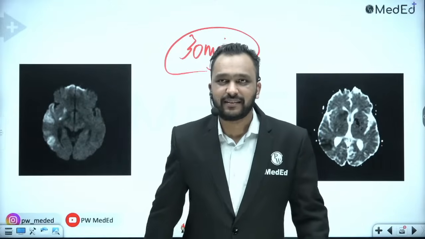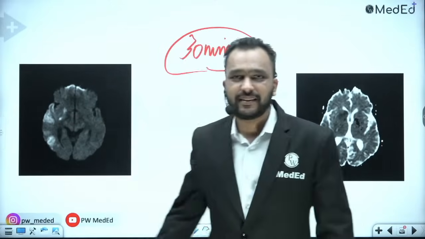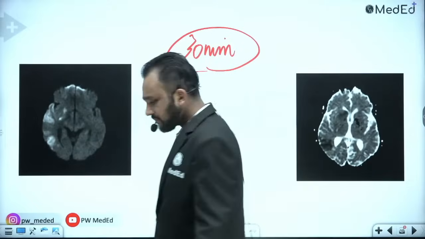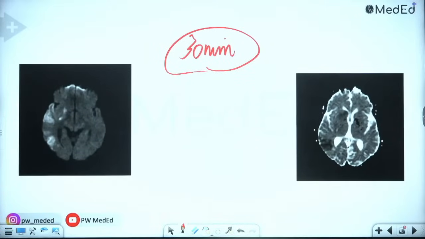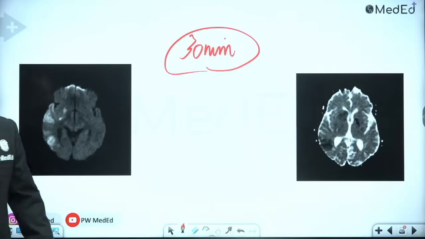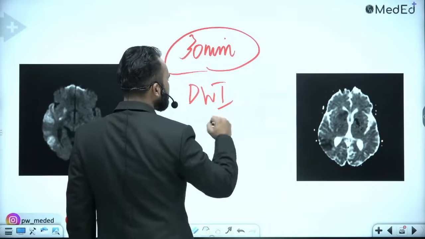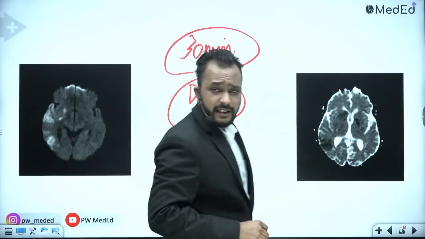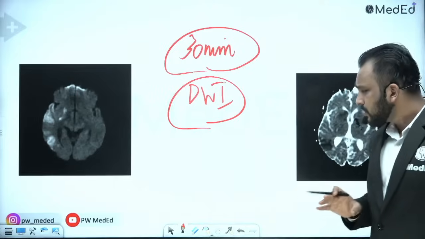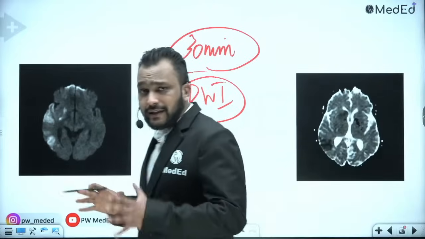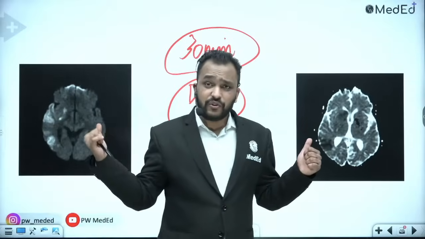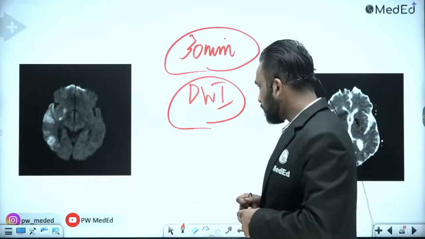Tell me in the comment section, which sequence is being shown here? So this is a diffusion weighted imaging. At 30 minutes to 6 hours, you will see no signs of stroke on NCCT images. That is why diffusion weighted imaging is the imaging modality of choice.